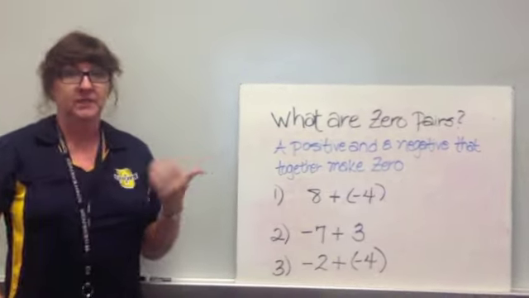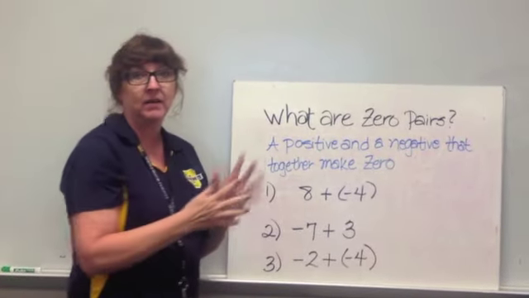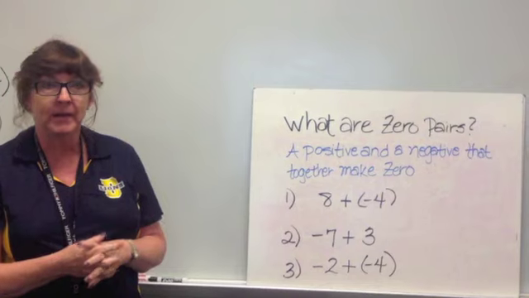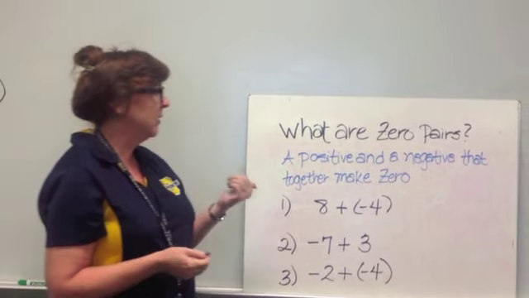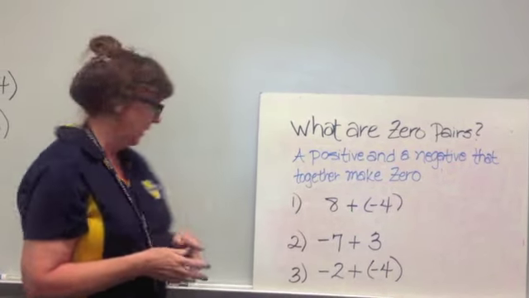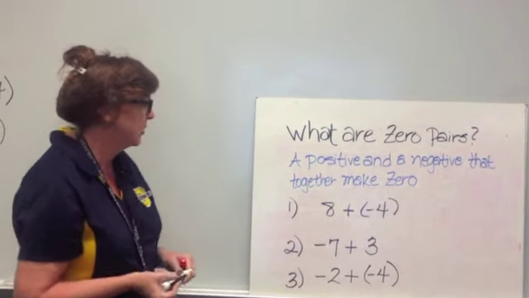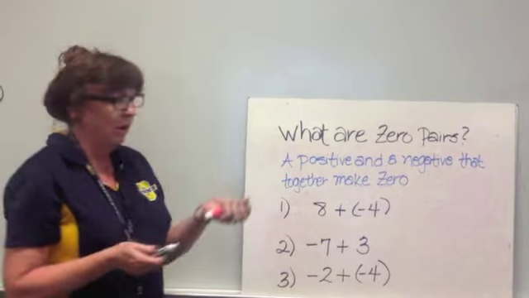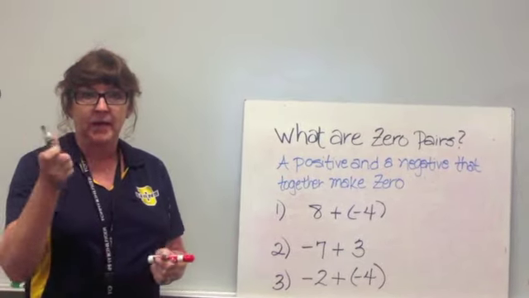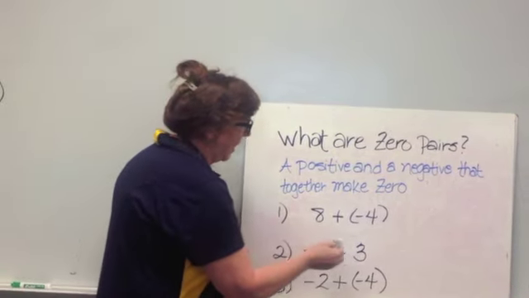Today, since we're going to be adding integers, we're asking what are 0 pairs. If you remember what 0 pairs are from last year, 0 pairs are a positive and a negative that together make 0. So I'm going to do some basic adding integers problems and show you what some 0 pairs are. I'm going to use red for negative, and black, which is going to be an empty color, for my positive.